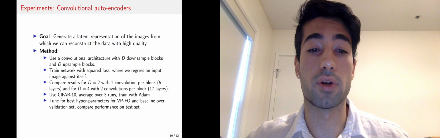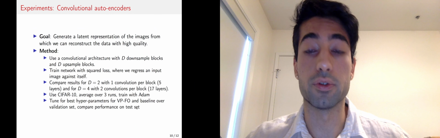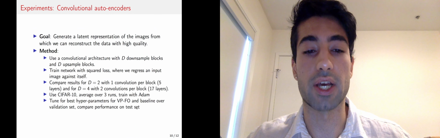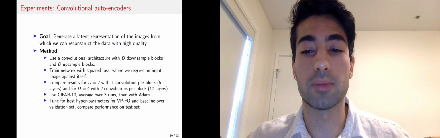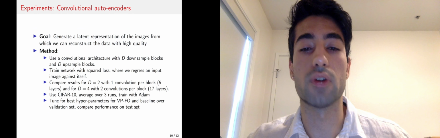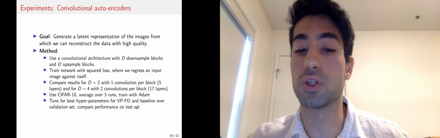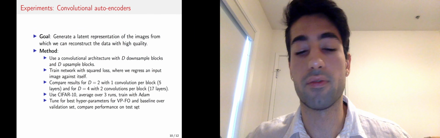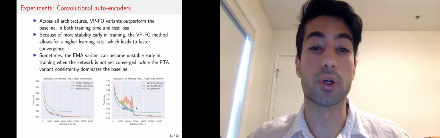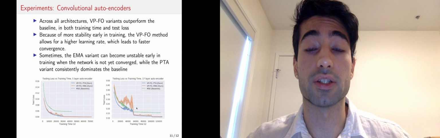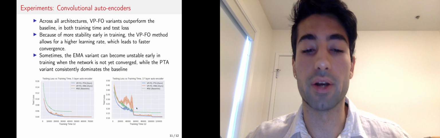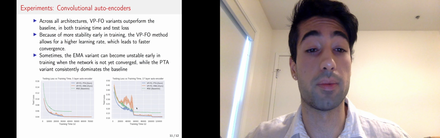For experiments with our method, we used convolutional autoencoders to reconstruct images from CIFAR10, where we use some set of downsample blocks to obtain a compressed representation and then some set of upsample blocks to try and recreate the original image. We train this with squared loss, and we try a 5-layer and a 17-layer network, and we compare the results. Across all architectures, we find that the VPFO methods, both the PTA and the EMA variant, perform better than the baseline, which is standard training with MSE loss.